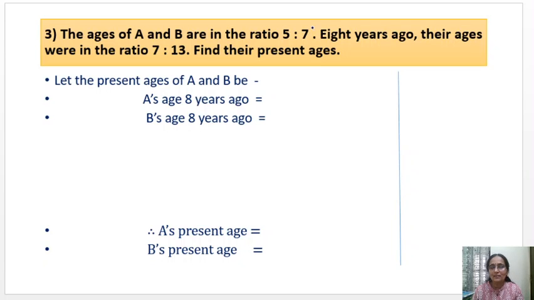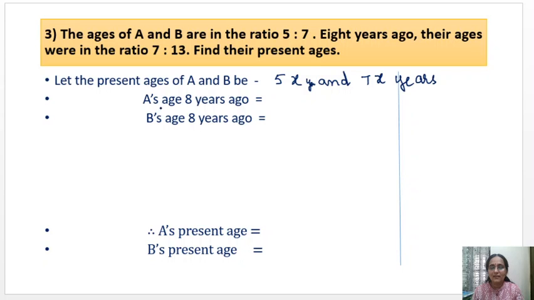Like that, the ratio is given. It is not the exact ages. So let us assign the present ages of A and B as 5x and 7x respectively. That is, A's age is 5x and B's age is 7x years.